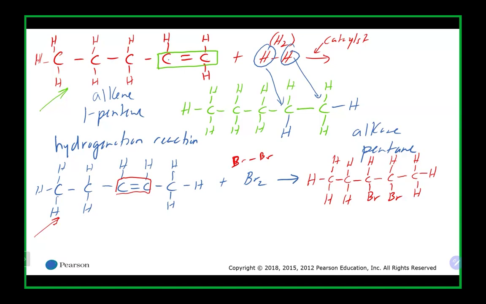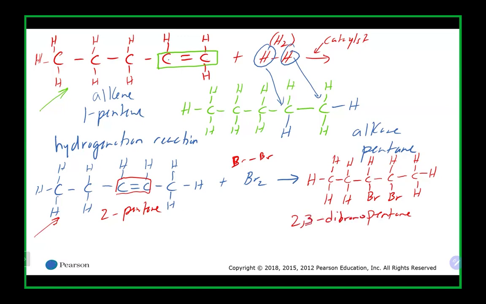Any questions on that? So we have 1, 2, 3, 4, 5. So that's a 2-pentene in this case, to a 1, 2, 3, 4, 5, to a pentane, a 2,3-dibromopentane in this case, right? As we have those guys.